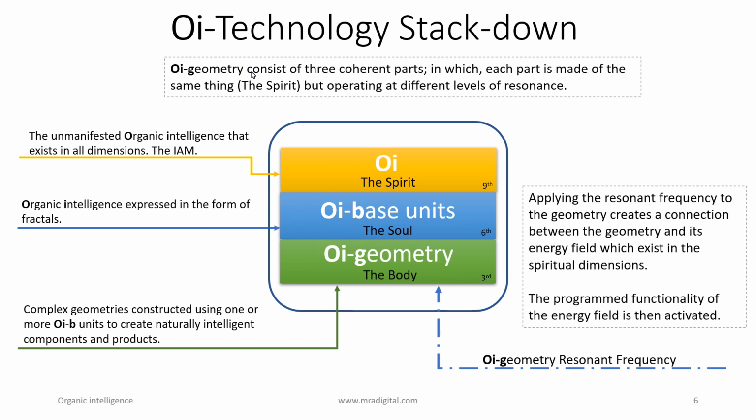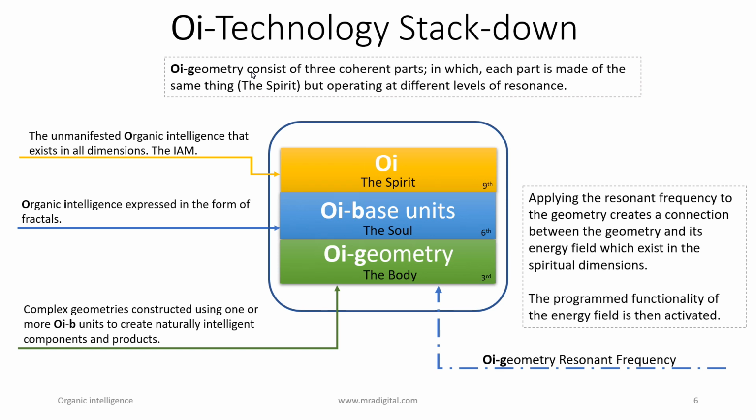So when you take the OI, which is the unmanifested, the I am, and the base units, which are the base manifestation of the OI in the physical world, fractals, and you couple those and make a higher level geometry of that, then you have OI geometry, the body. You could think of OI as the spirit, the base unit as the soul, and the geometry as the body. But you still need to energize that body. That's where the resonant frequency comes in, because all geometries have a resonant frequency. When you apply the resonant frequency of the geometry to the OI geometry, then it comes alive. That's like the breath of life. Now you have the ability to do work, or have that energy field do something. That's basically how it works.